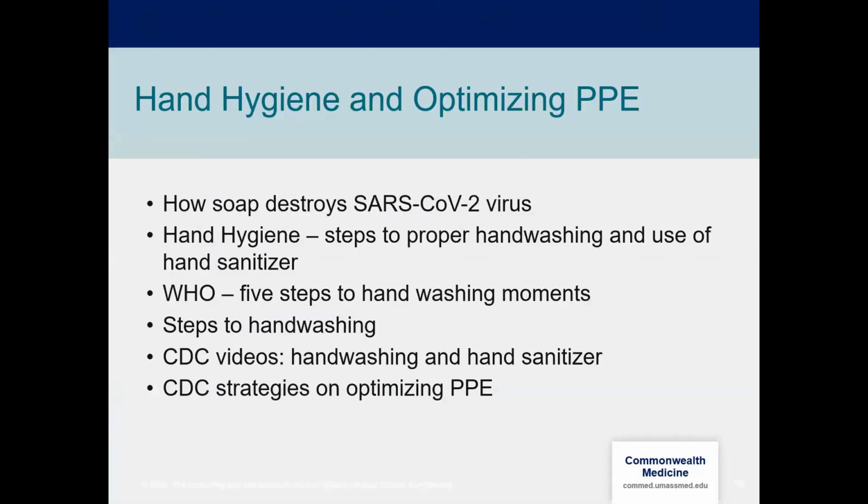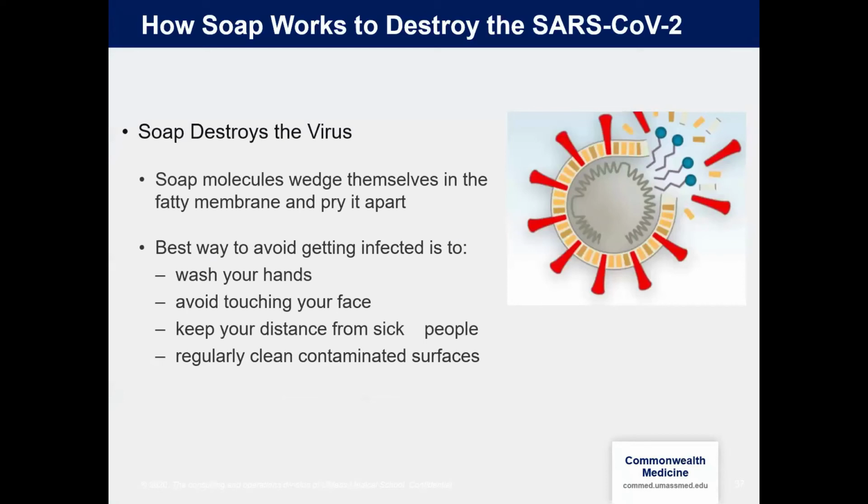Let's look at hand hygiene and how we optimize PPE. I'm going to talk about how soap destroys SARS-CoV-2, which is fantastic. We know that plain soap will kill it. And what's hand hygiene? Some of the steps to hand washing versus hand sanitizer use. The WHO has 5 steps, the hand washing moments. There are 2 video links here that you can share with your staff if you want to do reminders on hand washing and hand sanitizing, and some of the website access to CDC strategies on how you optimize your PPE.